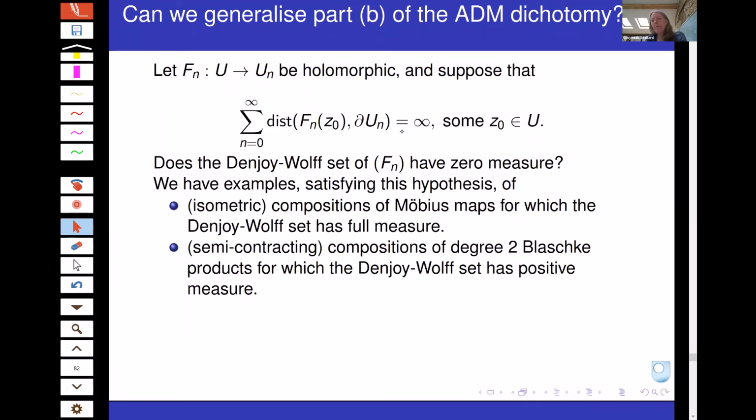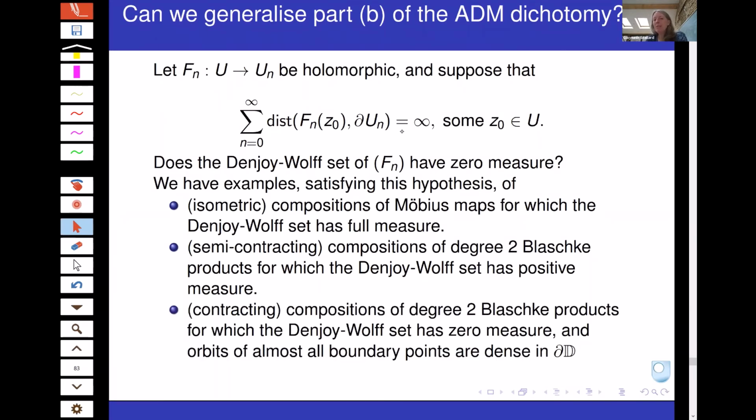But we do have another example. Again, it's compositions of degree 2 Blaschke products, but this time they're contracting. So the hyperbolic distance between pairs of interior points is tending to 0. And for this example, we can show that the Denjoy-Wolff set has 0 measure. And actually we get the strong result like the ADM: the orbits of almost all boundary points are dense in the unit circle.